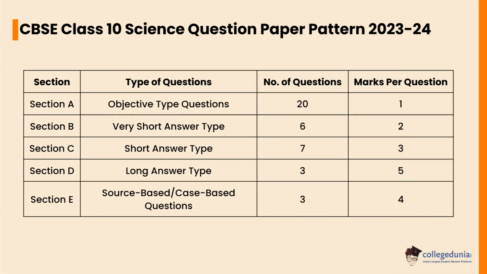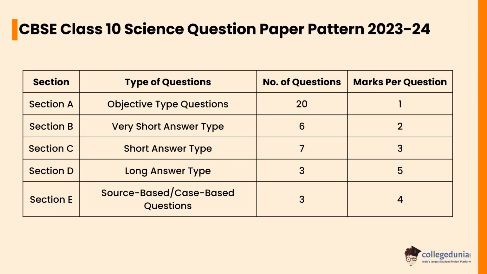Let's check the CBSE Class 10 Science Question Paper Pattern 2023 to 2024. Section A, Objective Type Questions, consists of 20 questions with 1 mark per question. Section B, Very Short Answer Type, consists of 6 questions with 2 marks per question.